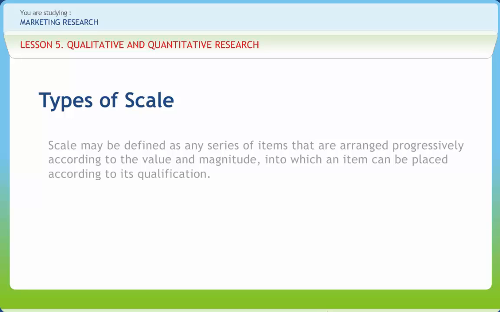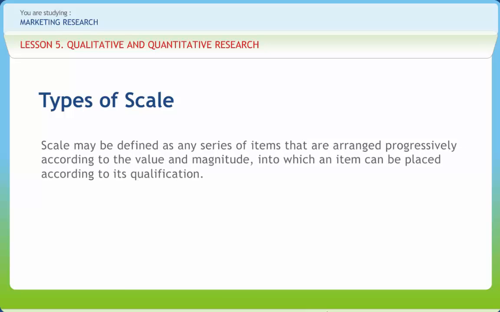Scale may be defined as any series of items that are arranged progressively according to the value and magnitude into which an item can be placed according to its qualification. There are various types of scales. These are nominal scale. It is a scale in which the numbers or letters assigned to objects serve as labels for identification or classification. It is also called as yes or no scale in research activities.